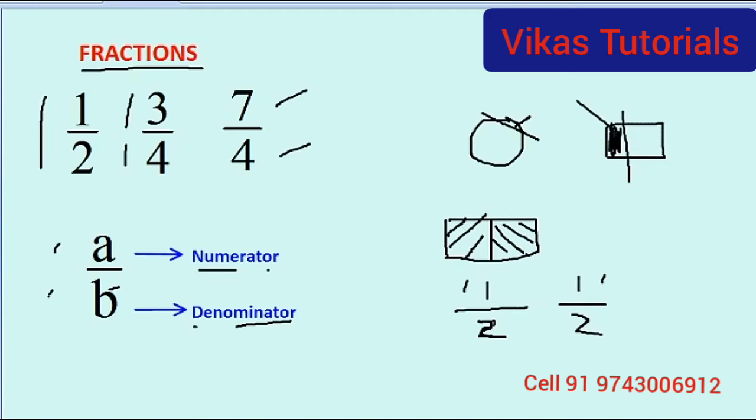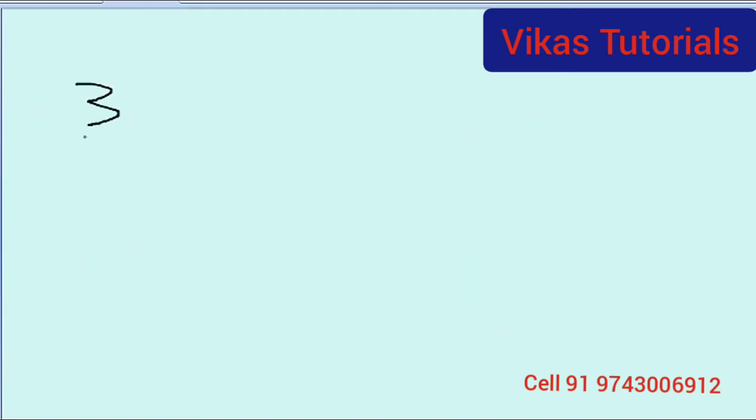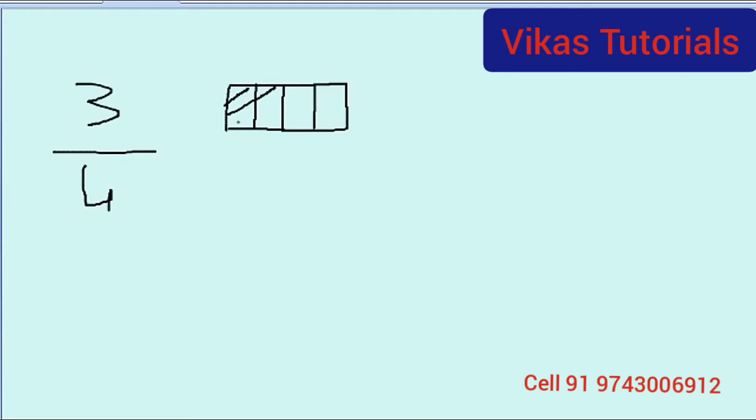Now the next example is 3 by 4. What does this mean? Suppose you had a cake. You divided it into 4 equal parts. Out of that, 3 parts you have eaten: 1, 2, 3. One part is remaining. So how much have you eaten out of that cake? 3 by 4 you have eaten, and one part is remaining.